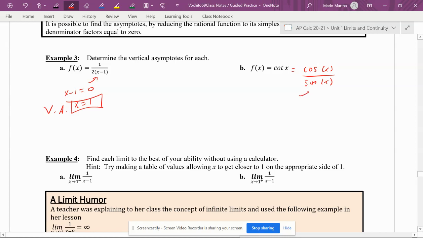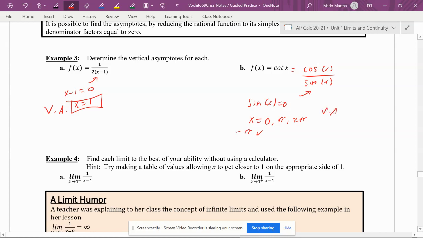So again, you want to focus on when the denominator is equal to 0. So when is sine of x equal to 0? We know when x is equal to 0, that would be the first one. The others would be, for example, when x is equal to pi, when x is equal to 2 pi, and also, if we go backwards, negative pi, negative 2 pi. So at any integer multiple of pi, we're going to have a vertical asymptote.